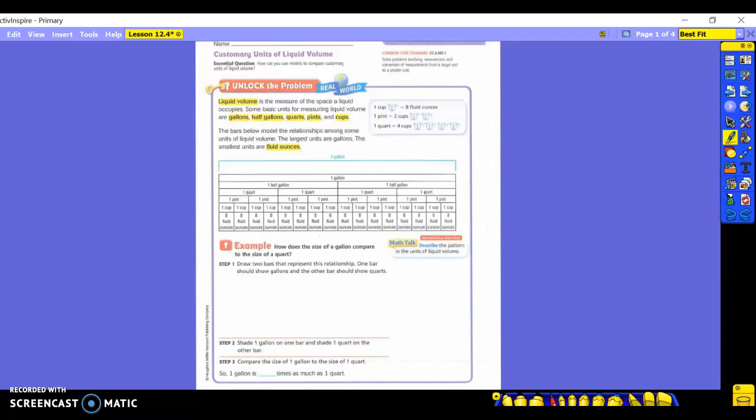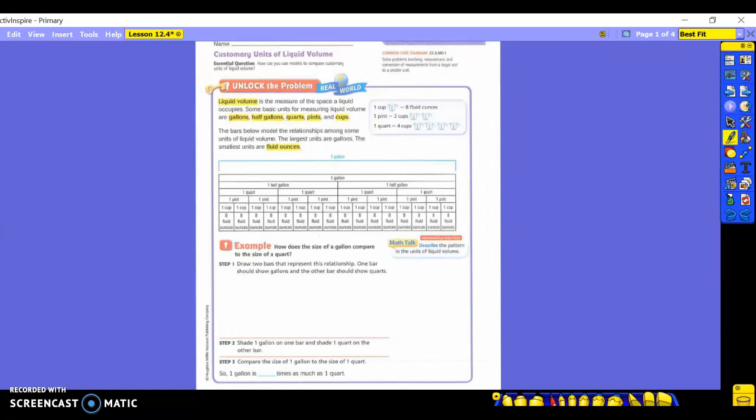Okay, the bars below model the relationships among some of those units of liquid volume. The largest units are gallons, and the smallest units are fluid ounces. How many of you remember the little G that I drew up on the board a couple days ago to show you? That's going to be another thing for us to use instead of looking at the bars. But right now, since it's in front of us, we're going to use it.